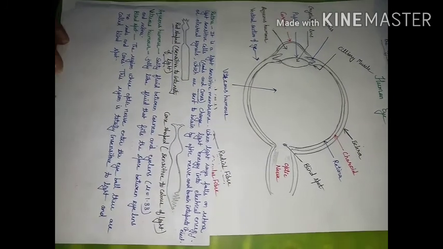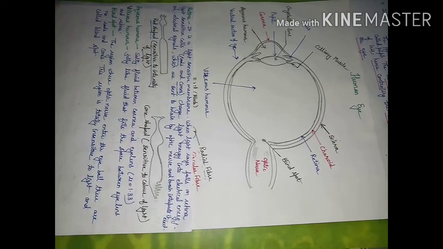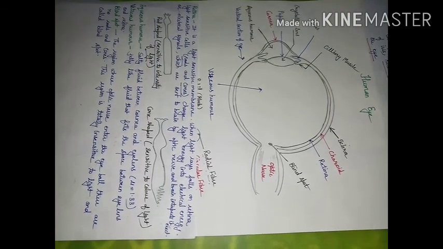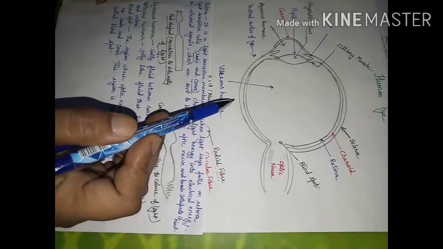So the human eye we have done. What are the various parts of the human eye and what is the function of each part? So practice the diagram and write the function of each part of the human eye.